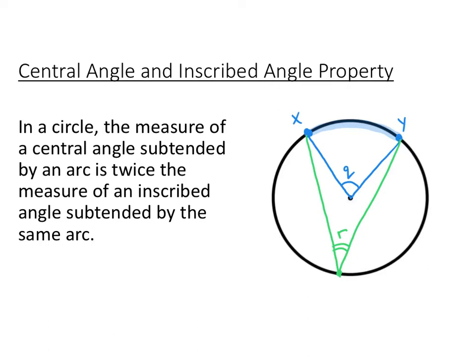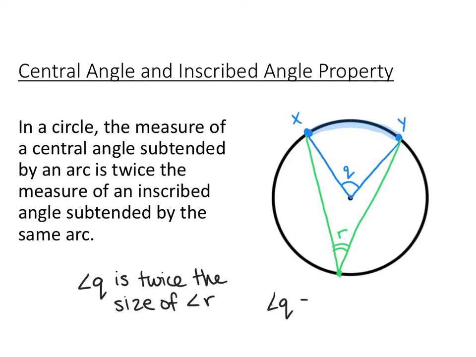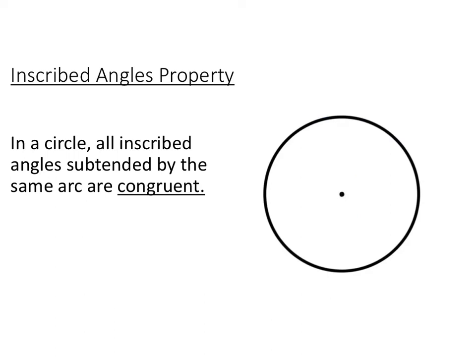So I could write out a mathematical statement for that. I could say angle Q is twice the size of angle R. I could even say angle Q equals 2 times angle R. So for example, just random numbers that I'm going to make up, if angle Q is 90 degrees, angle R would be 45 degrees. And this always works.